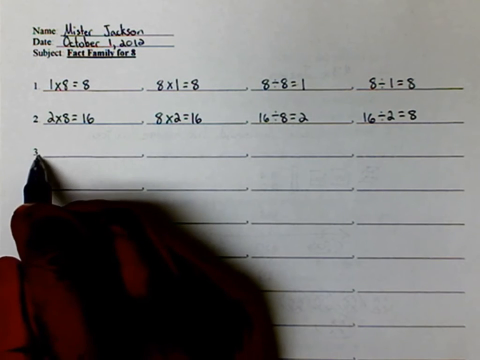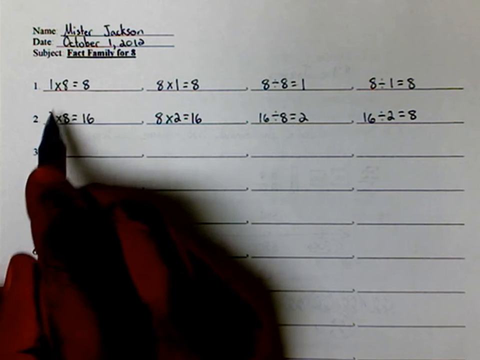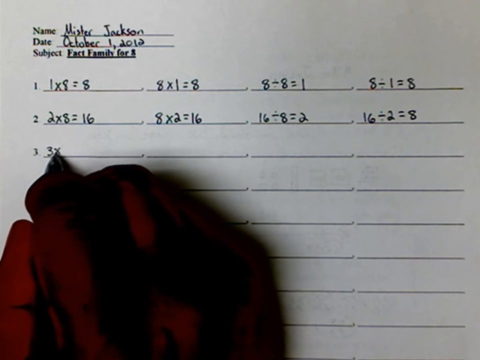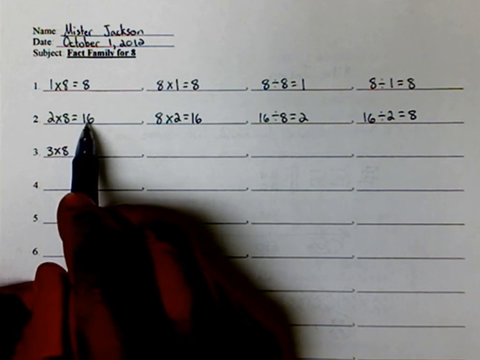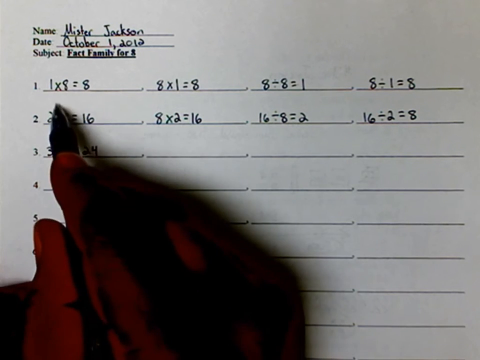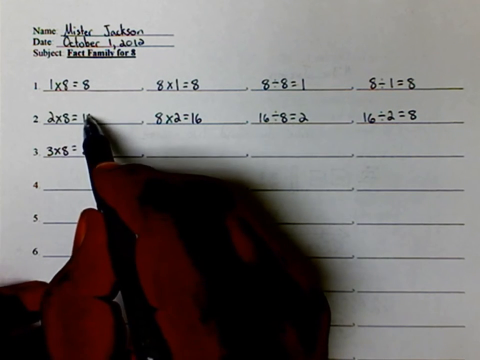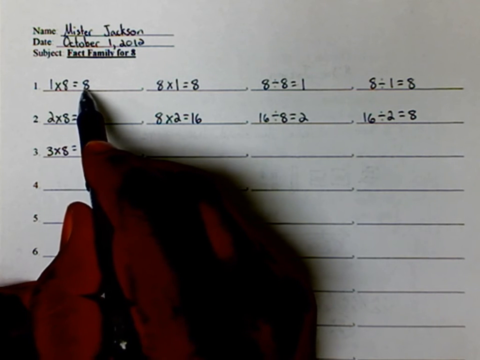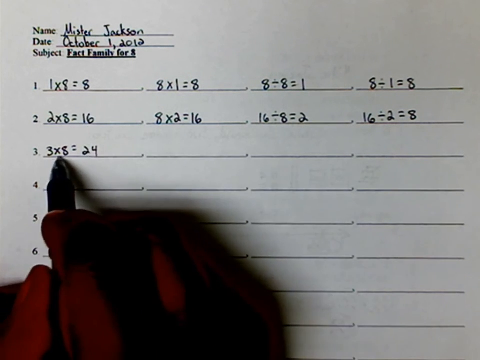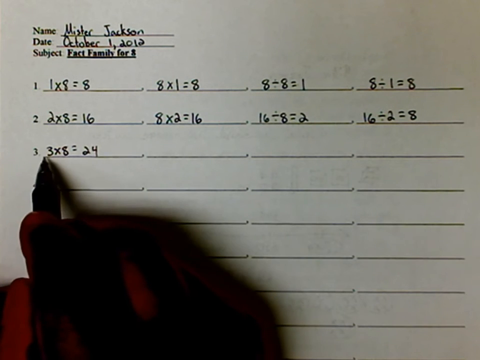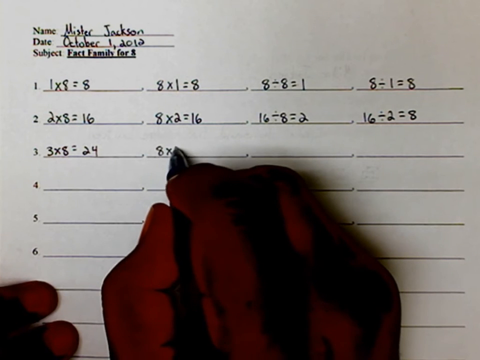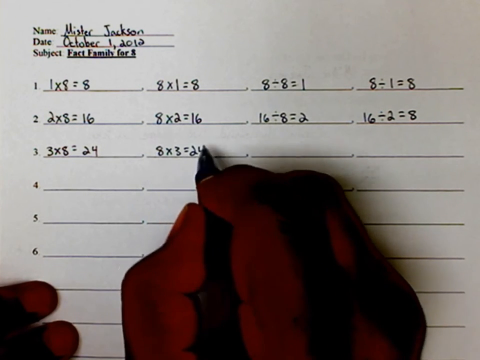Now, for the third one, if you did 1 times 8 and you've done 2 times 8, then you should do 3 times 8. And you would take 16 and add 8 more, and you would get 24. Because multiplication is the same as repeated addition. 8 one time is 8. 8 two times is 16. 8 3 times is 24. And if 3 times 8 equals 24, then 8 times 3 equals 24.